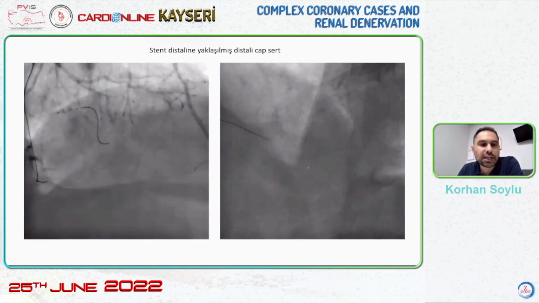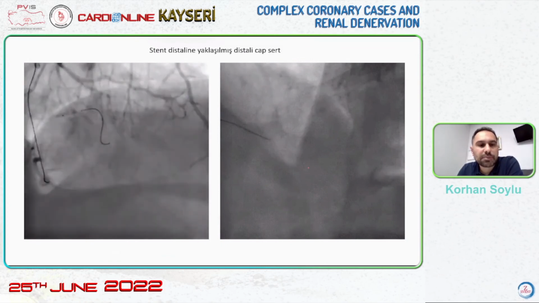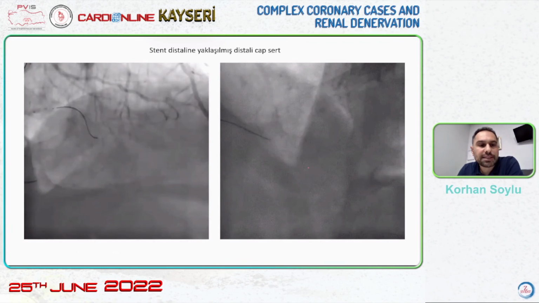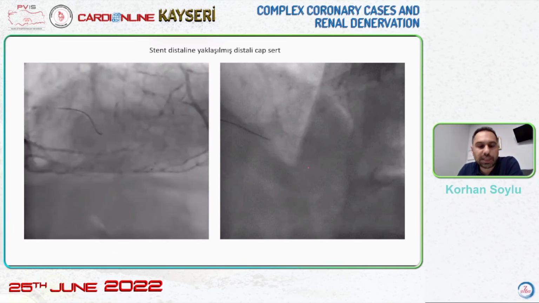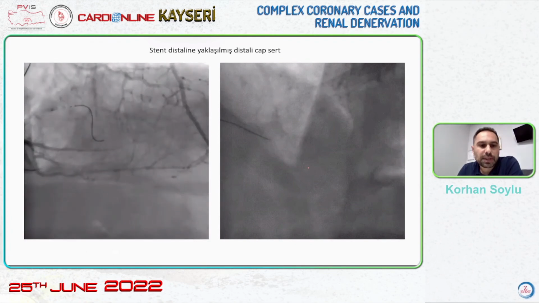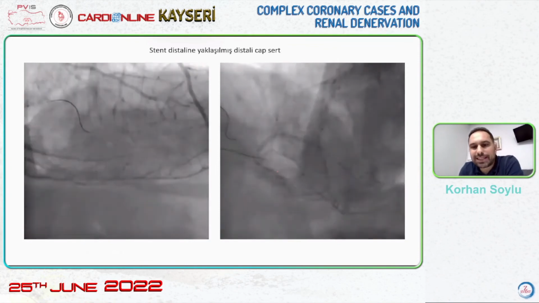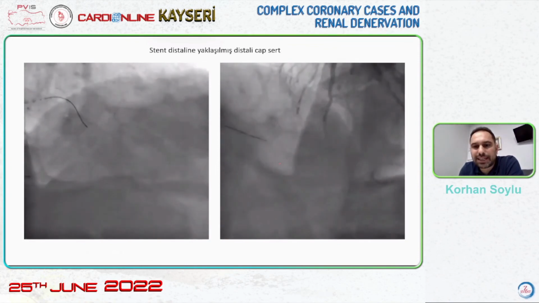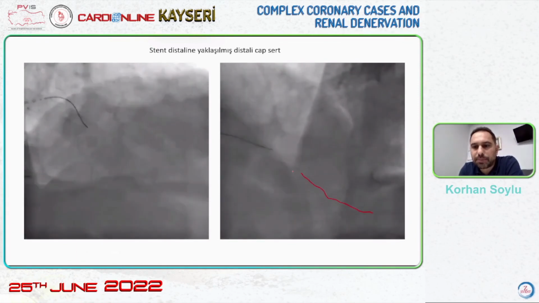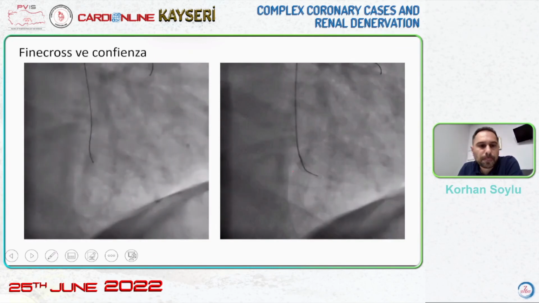There are many images actually. We did right and left oblique here, and not only in one position, we proceeded in almost all positions. While passing the stent, we confirmed the position of the wire. Here, towards the distal cap, we are closer to the mid and distal. This is our PDA. We want to proceed to this part.